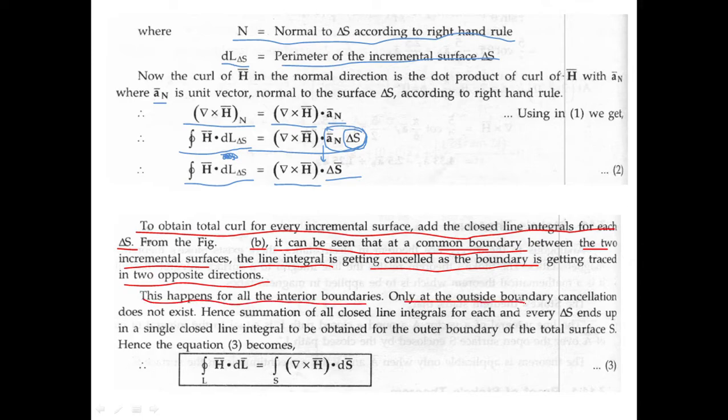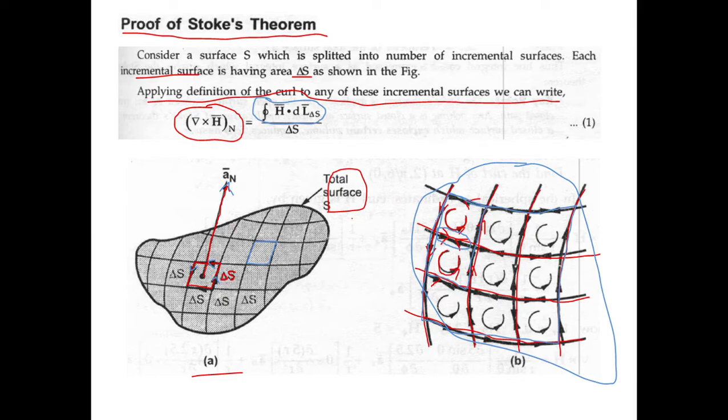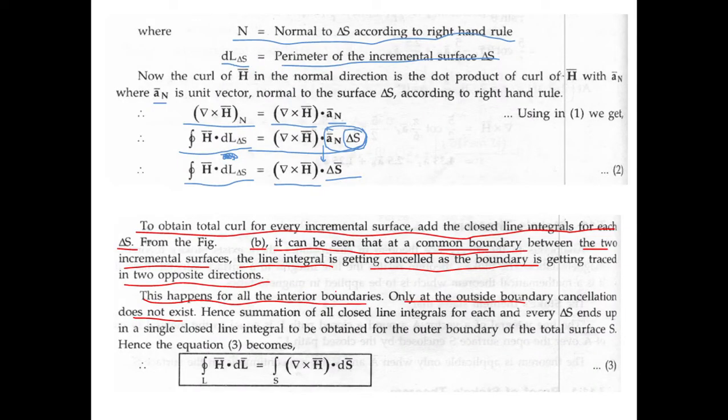Only at the outside boundary does cancellation not exist, because outside the boundary there is no other surface for the arrow to be in the opposite direction. So only one arrow will be there, in this direction. So this will not be 0, and that is how we'll be tracing the whole boundary. Hence the summation of all the closed line integrals for each and every delta s ends up in a single closed line integral obtained for the outer boundary of the total surface S.